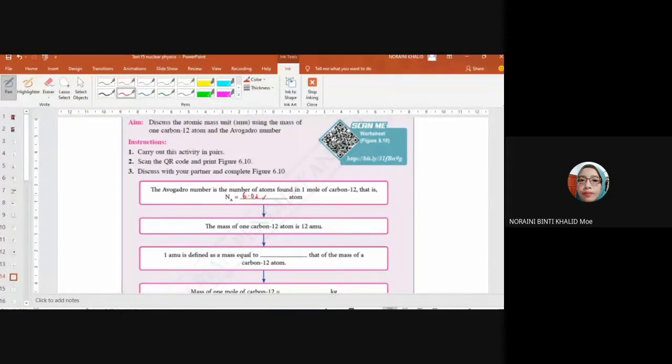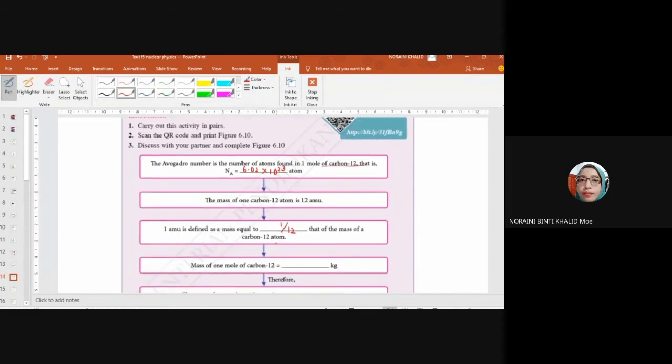6.02 × 10^23 atoms. So this is the number of atoms found in 1 mole of carbon-12. The mass of one carbon-12 atom is 12 AMU. So 1 AMU is defined as a mass equal to 1/12 that of the mass of carbon-12.